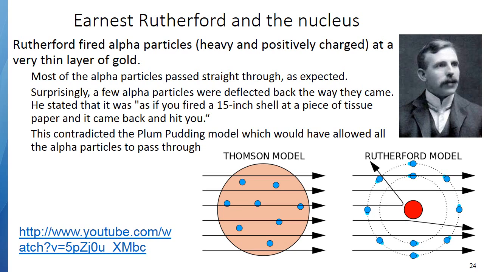It contradicted the plum pudding model, and you can see in the two pictures, if you look at the plum pudding model, alpha particles should all pass through. However, since some of the particles bounced backwards, what that told Rutherford is there had to be something very dense inside the atom. And so he's basically the one who discovered the nucleus.